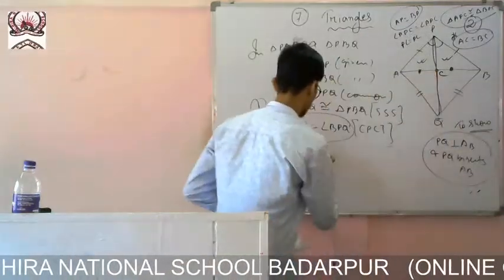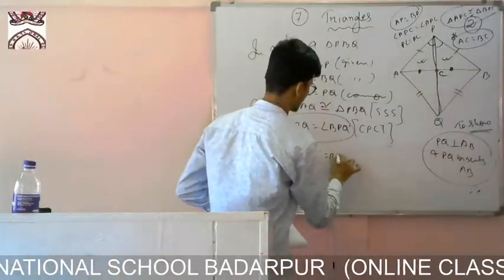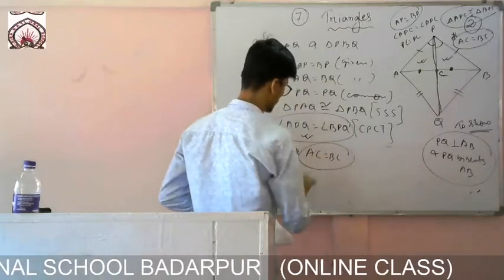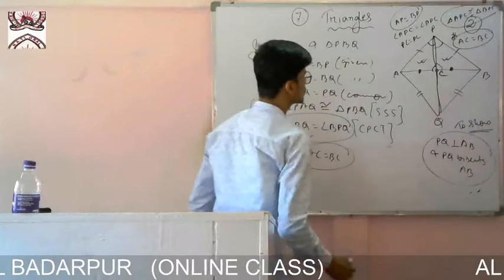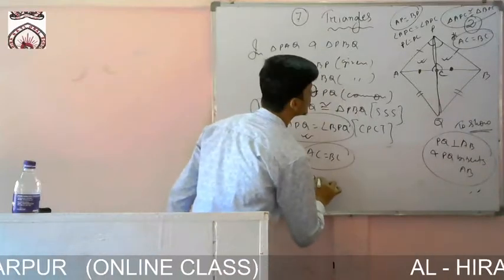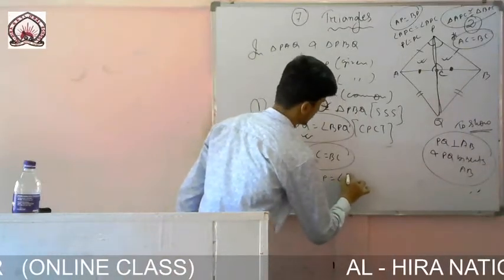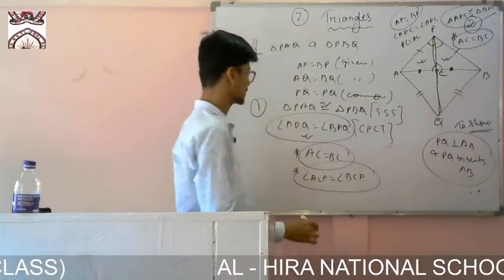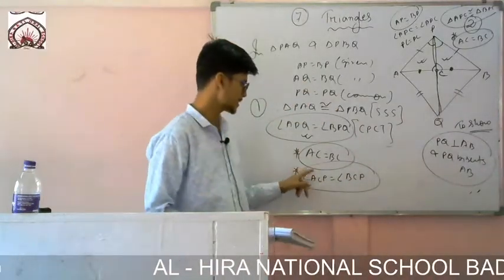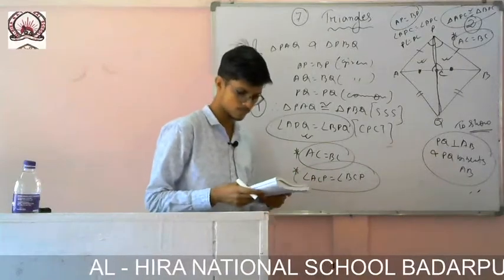Okay, let me write here. AC is equal to BC. One we have proved, an important point. Another one I have shown is that this angle is equal to that one. Angle ACP is equal to angle BCP. This one also by CPCT, corresponding parts of congruent triangles. I have shown that this one is equal to that one and this one is equal to that one.